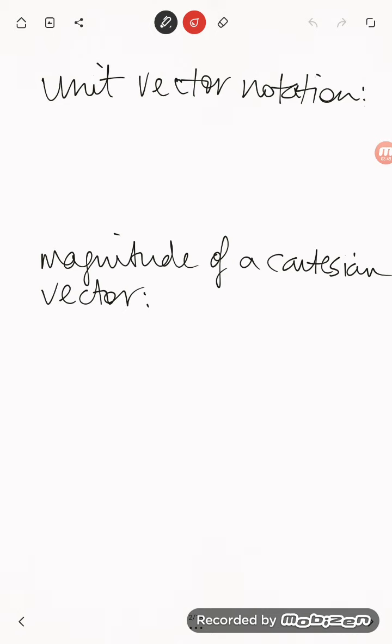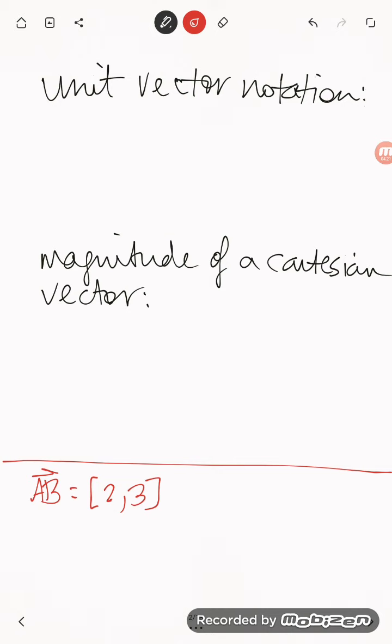Unit vector notation. There are a few ways that we can write a vector; let me do this down here so it's not under unit vector notation. We can write a vector by specifying its tail and tip coordinates, so the vector AB goes from point A to point B, and let's just say that the components of that vector are [2, 3]. That's just an example.